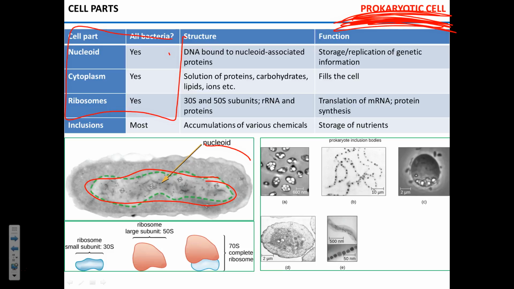And this DNA is not just free-floating DNA. It is bound to proteins, kind of like a coiled wire around the proteins. When DNA is wrapped around the proteins, genes cannot be expressed. When DNA is unwrapped, genes can be expressed. It becomes accessible. A lot of concepts, you're going to come back to them over and over again. So DNA is bound to the nucleoid-associated proteins.